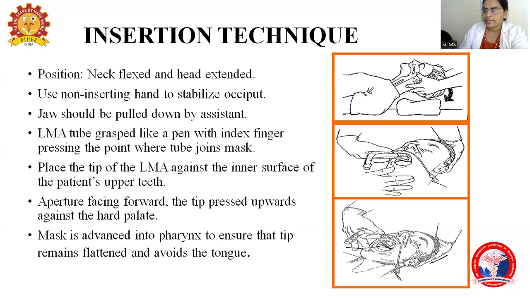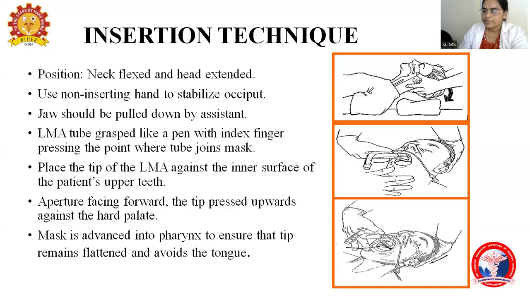Avoid excessive amounts of lubricant on the anterior surface of the cuff or in the bowl of the mask. So, insertion technique: how to insert the classic LMA. The neck should be flexed and the head should be extended. Use the non-inserting hand to stabilize the occiput. The jaw should be pulled down by an assistant. The LMA tube is grasped like a pen, with the index finger pressing at the point where the tube joins the mask.